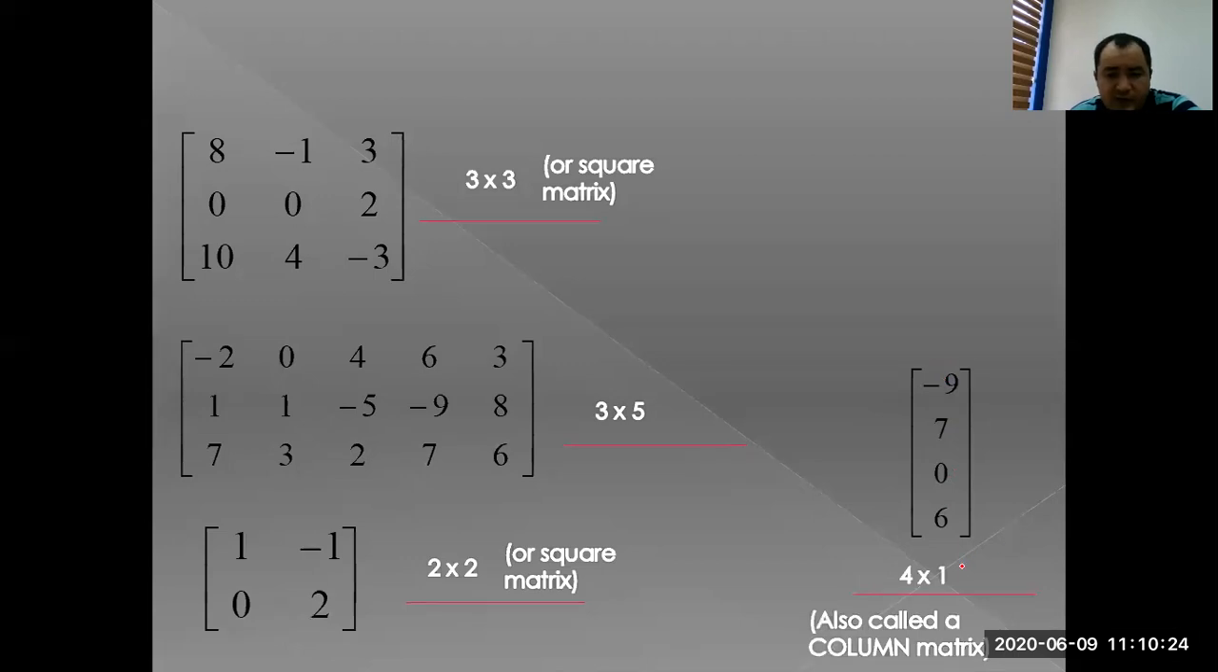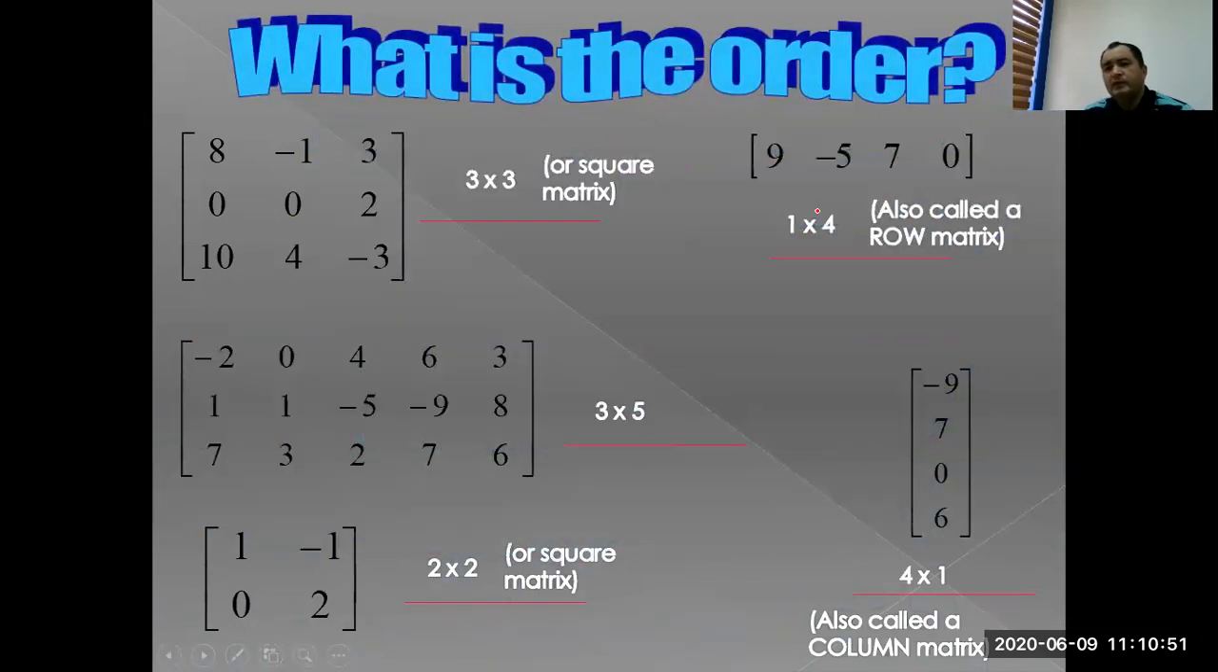Actually, if a matrix has only 1 column, we call it a column matrix because it has a single column here, right? And similar to this, it has only 1 row. We call this a row matrix. And how about the order of this matrix? It has 1, 2, 3, 4 columns. How about rows? It has only 1 row, right? So this one is a 1 by 4 matrix. It's all about the order of matrices.